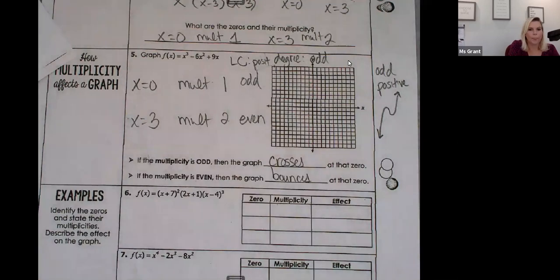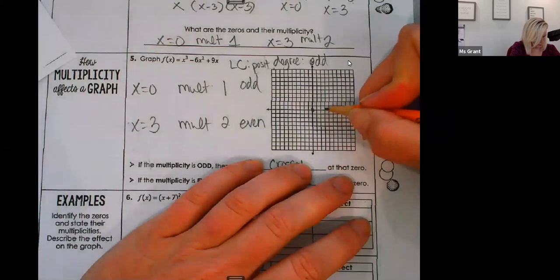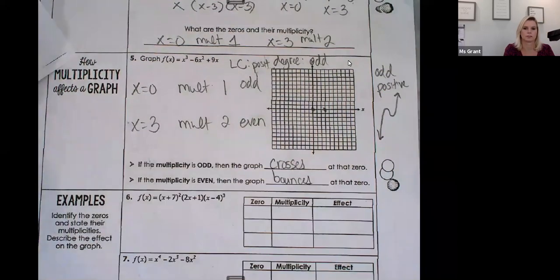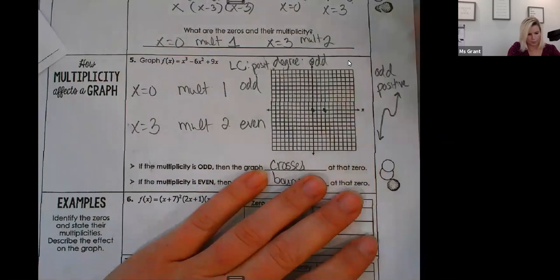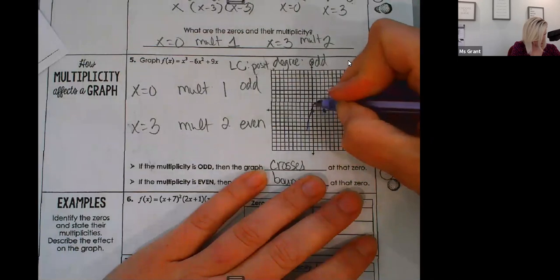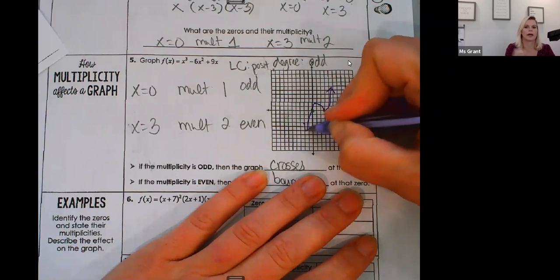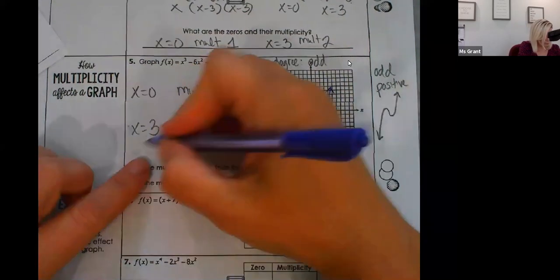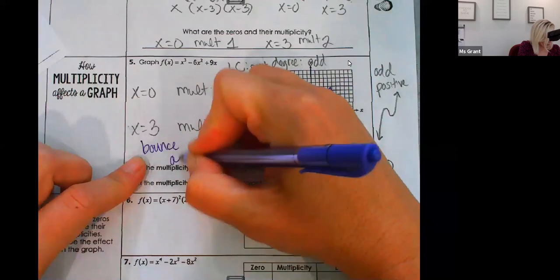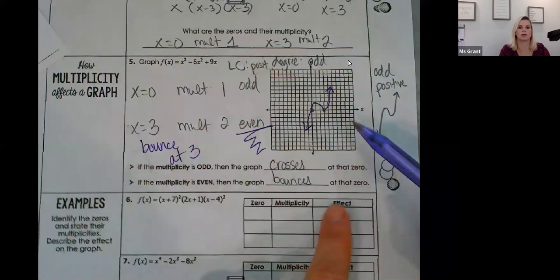Let's draw it. My zeros are at 0 and positive 3. Okay, I don't know where my turning point is. I don't, so let's do purple. Like that. Doesn't it bounce at 3? Because it's even, remember? So that's why it bounced at 3, it didn't cross over.